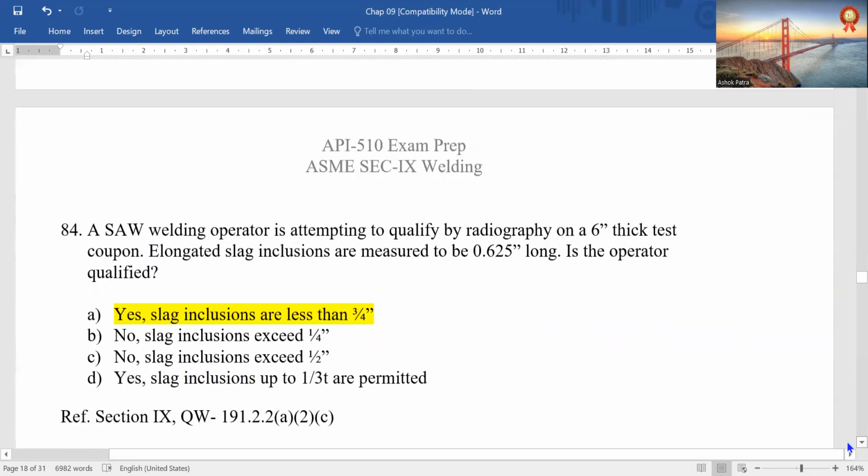A SAW welding operator is attempting to qualify by radiography on a 6-inch thick test coupon. Elongated slag inclusion measured to be 0.625 inch long. Is the operator qualified? Yes, the slag inclusion is less than 3/4 inch.